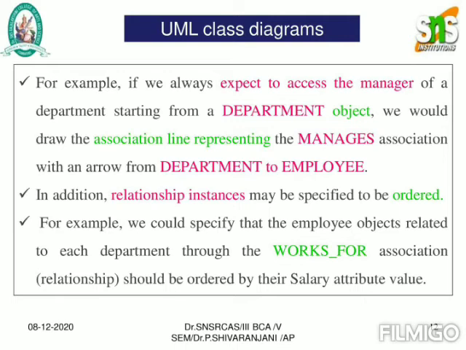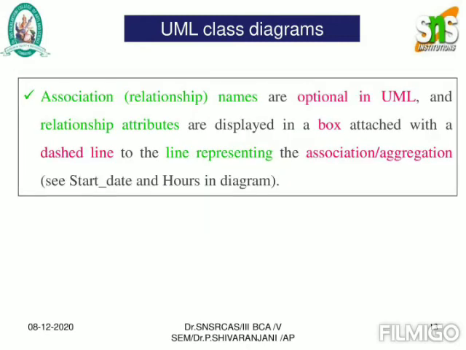In addition, the related entity instances may be specified to be ordered. For example, we could specify that the employee objects related to each department through the works for association should be ordered by their salary attribute values. The association or relation names are optional in UML, and relationship attributes are displayed in boxes attached by dashed lines to the line representing the association or aggregation.